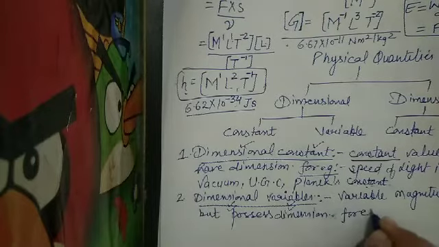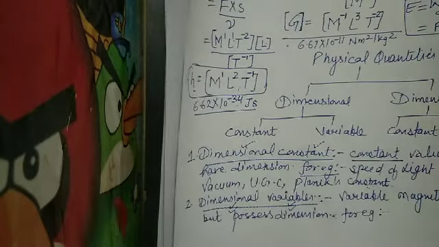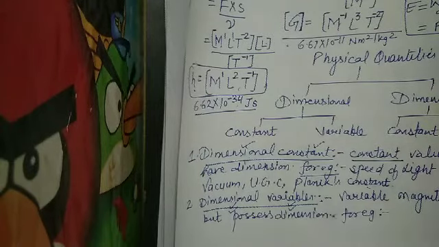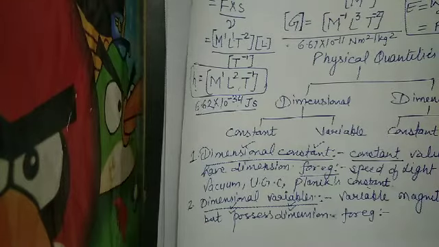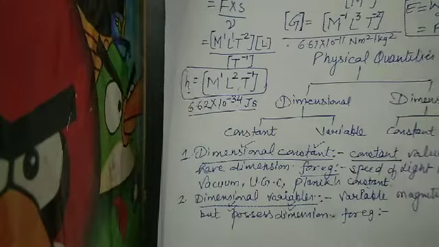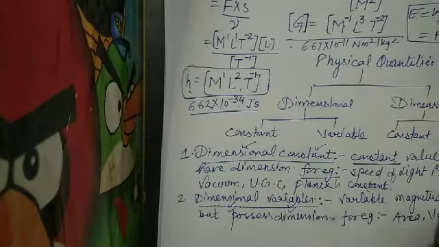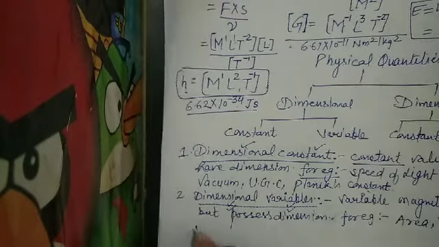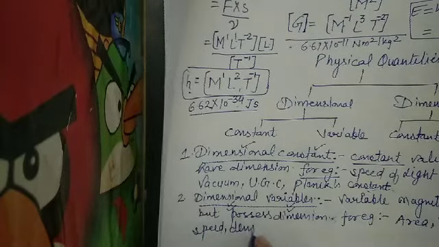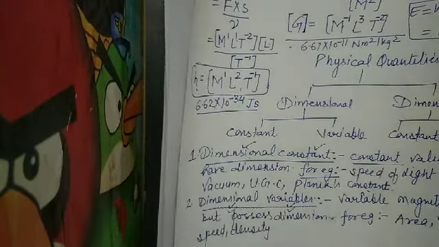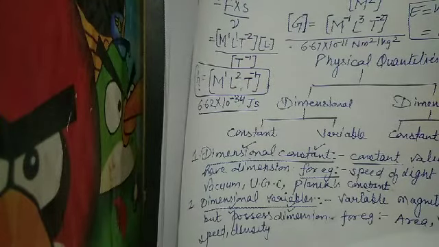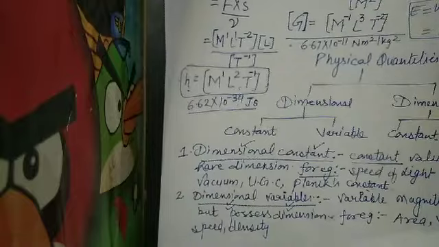For example, area. Area may be of an A4 size sheet or an A3 size sheet, or area of your whiteboard in your class, anything in your surrounding or neighborhood, all are having different magnitude. It means variable magnitude but dimension same, that is L². Area, volume, speed, density, acceleration, force, work, power, momentum, all these are dimensional variables.